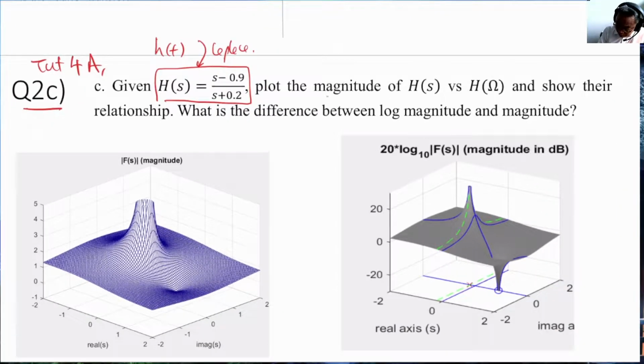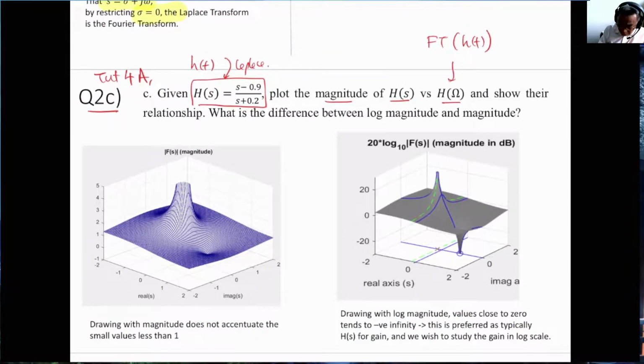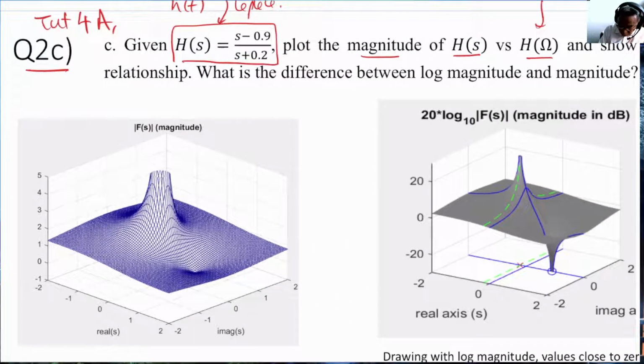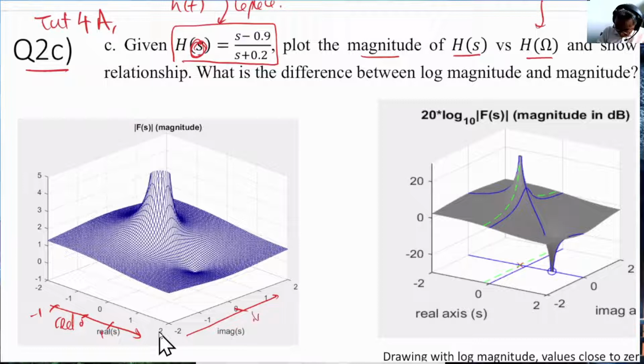So we are going to plot the magnitude of h of s versus the Fourier transform of h of t. Well, let's plot h of s. To plot h of s, remember that s is the complex plane. This is the real number, this is 0, this is 1, this is -1. So we have the real line here, and along this is the imaginary line. And the whole surface on the bottom is the complex plane.